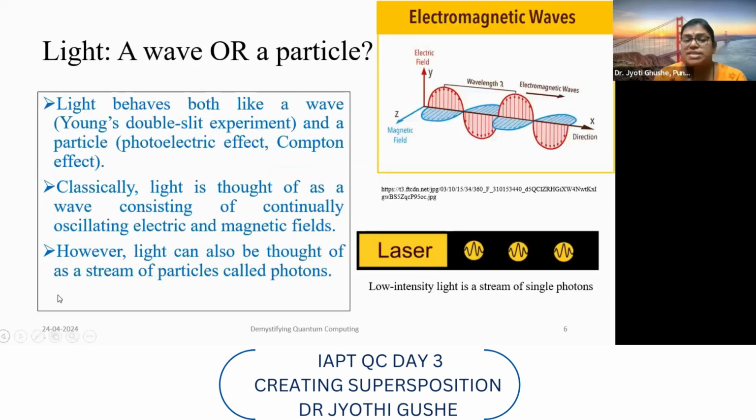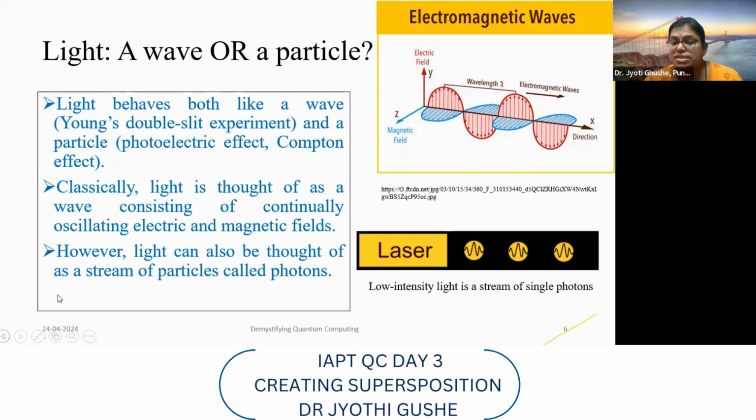Now, what exactly is light? Whether it is a wave or a particle. This I discussed in session 1 also. I would like to tell one more time that depending upon which experiment we are performing, whether we are talking about reflection of light, refraction of light, or interference of light, or polarization of light, it shows wave-like properties, it is a wave.